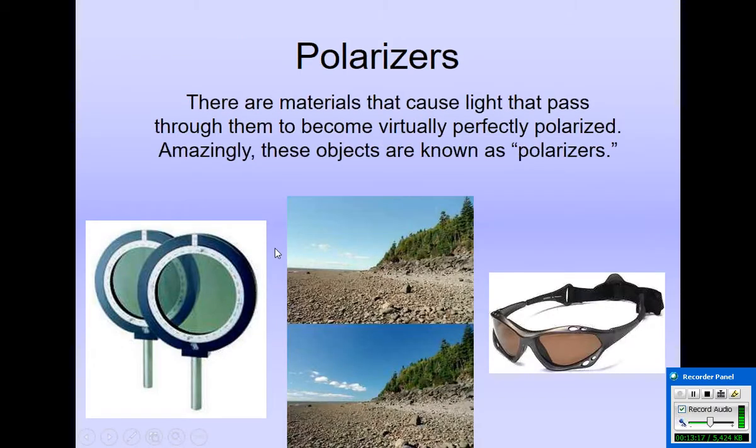Polarizers have the ability to have unpolarized light enter on one side, pass through the material of the polarizer, and come out polarized on the other side. There are certain kinds of sunglasses that do that. Also, some kinds of camera lenses. You can see the middle picture, the same scene, the top one with unpolarized light and the lower one with polarized light, and you can see features pop out like the clouds in the sky. So there are some advantages to viewing the world in polarized light.